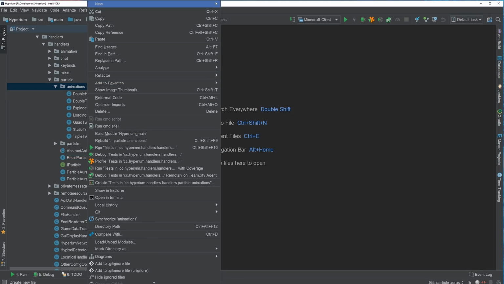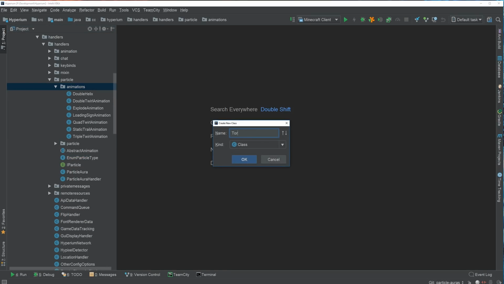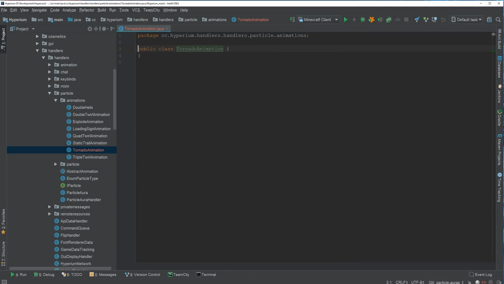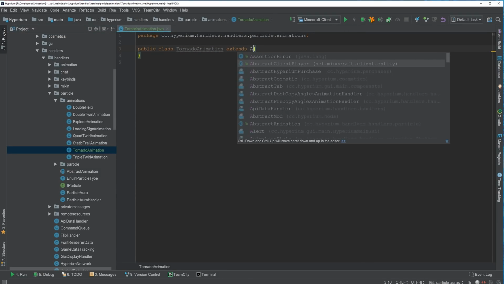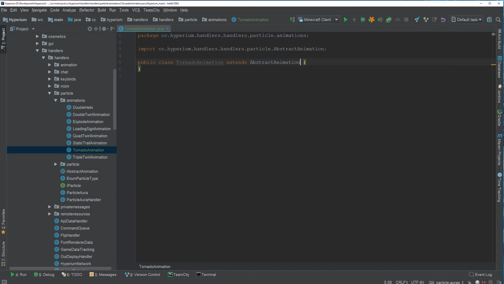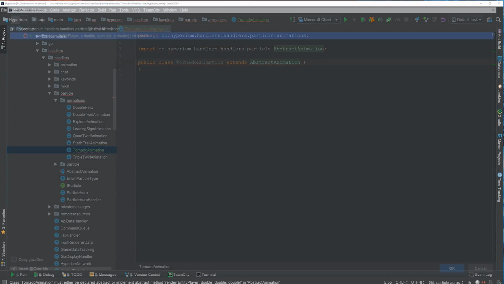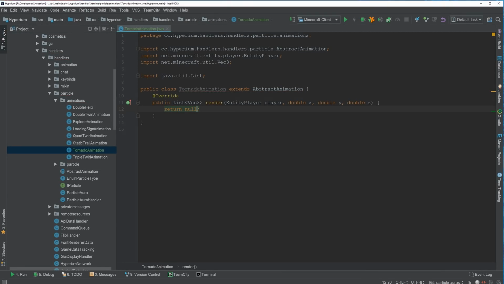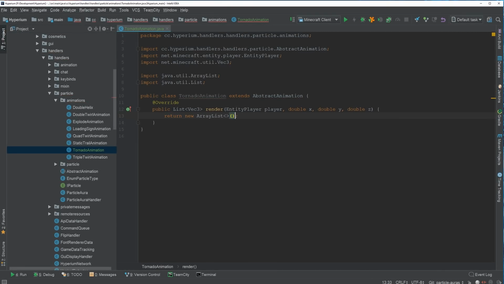So the first thing we need to do is actually create the class, and we're gonna call it tornado animation. Heavily dyslexic. Is it abstract animation? Yep. All right. Whoops. Oh, rip computer. All right. Implement methods. Go. So return new array list, and we just var that off like that.